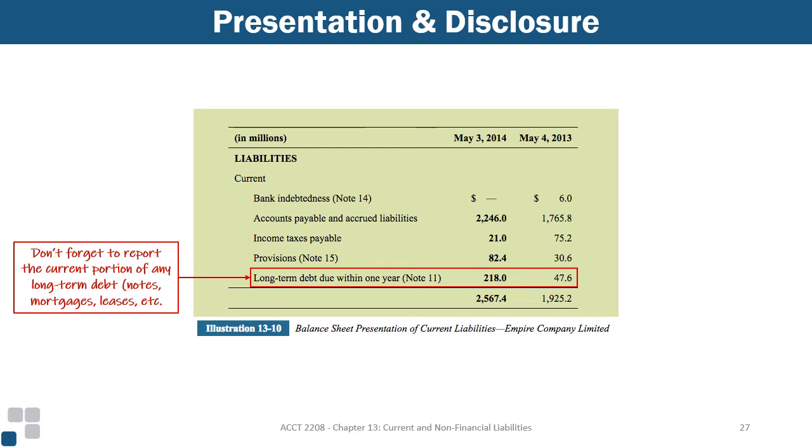If you have any bank indebtedness, like an overdraft, that usually comes first, but everything else is typically in order of when it comes due. So your accounts payable, income taxes. The one thing you have to make sure you don't forget is to identify any long-term debt that's due within 1 year. So things like the current portion of a mortgage, current portion of a lease, current portion of a long-term note, whatever has to be disclosed as a portion of it is current, and then the remaining part of it is long-term. And that's pretty much all you need to know about presentation and disclosure.